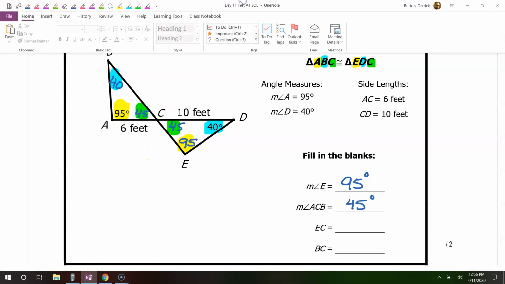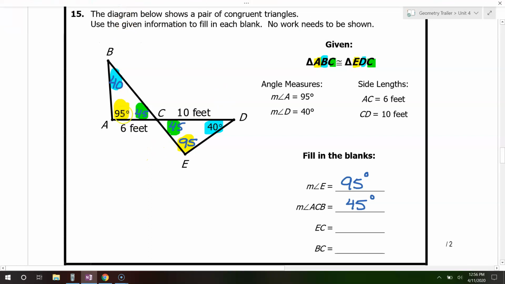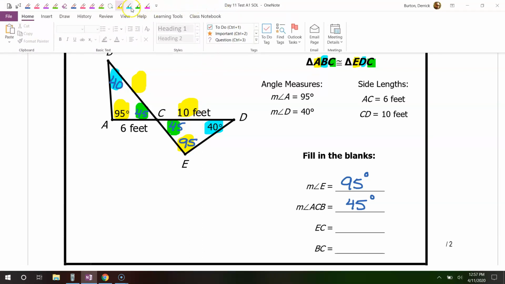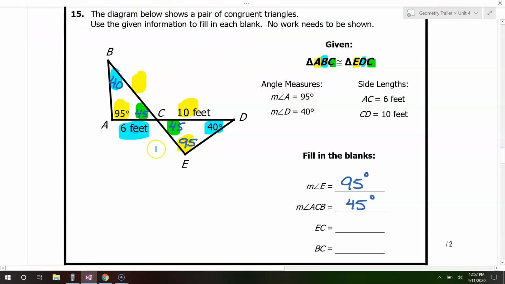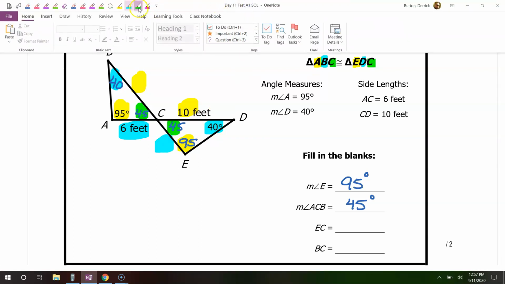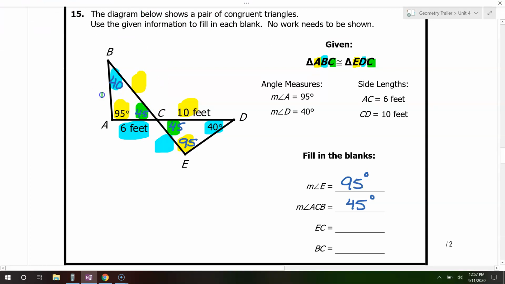Now let's talk about sides. When I do the sides, I'm going to talk about the side that is across from each angle. So see the yellow angle? I'll call this the yellow side because it's across from that angle. Here's the blue angle, so I'll call this the blue side. Here's the green angle, so that means this will be the green side. Green angle is across from the green side.